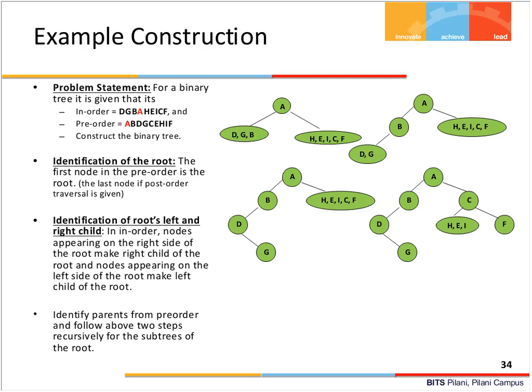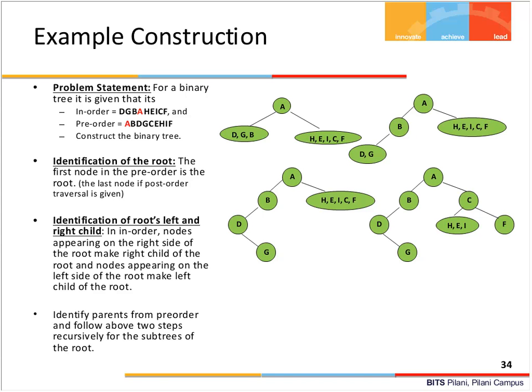Now I am almost done except the cluster HEI. So how do I expand this HEI, right? So again, pre-order is going to help me out here. A is taken care of, B is taken care of, D is taken care of, G is taken care of, C is taken care of, E is not taken care of yet. It is a part of a cluster, it is not a single node. So obviously, E is going to be the root of this subtree.